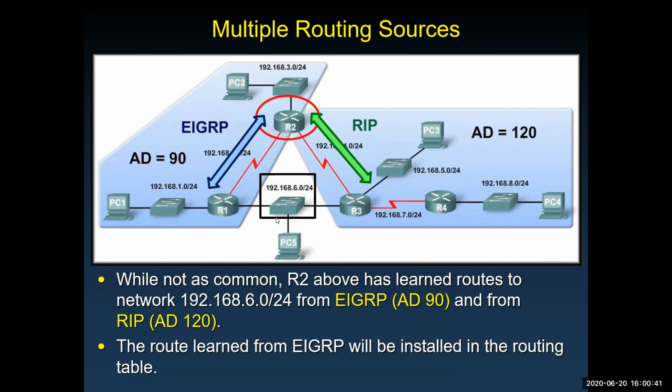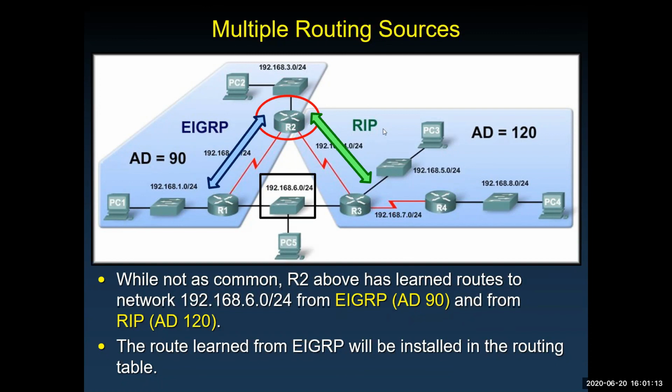Sa kaliwa, EIGRP, papuntang this router. Sa router 3 naman RIP. No? So, ano ginamit dito? So, sabi dito, while not as common, no? EIGRP kasi 90. Samantalang RIP is 120. So, ano ginamit? Yung EIGRP. Okay? So, pag different protocol, nagkakaroon ng conflict, it will still perform a best path determination. In this case, yun yung best path. The one with the lowest admin distance.